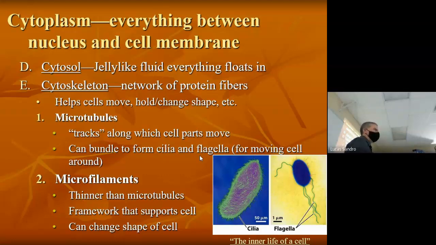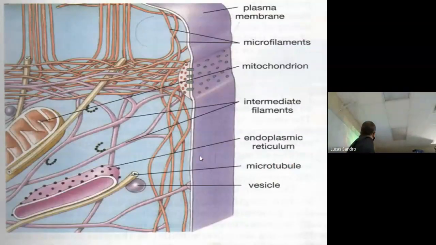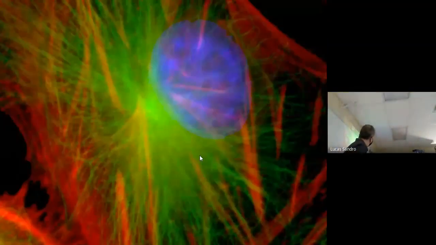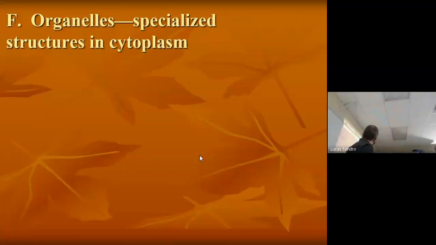Is that where we stopped, or did we do ribosome as well? So here you can see the filaments anchored to the inside of the cell. This is a cool light microscope, colorized version of cytoskeleton.